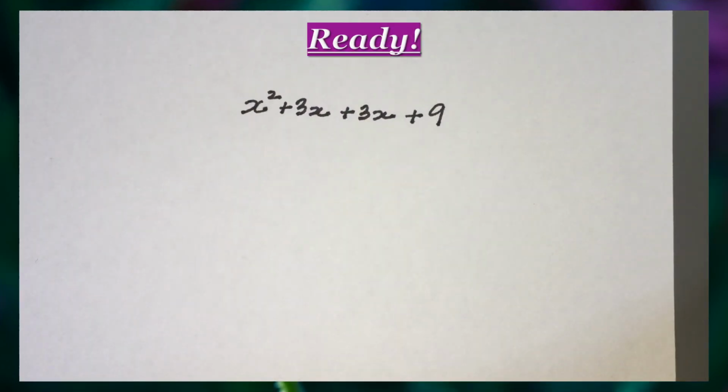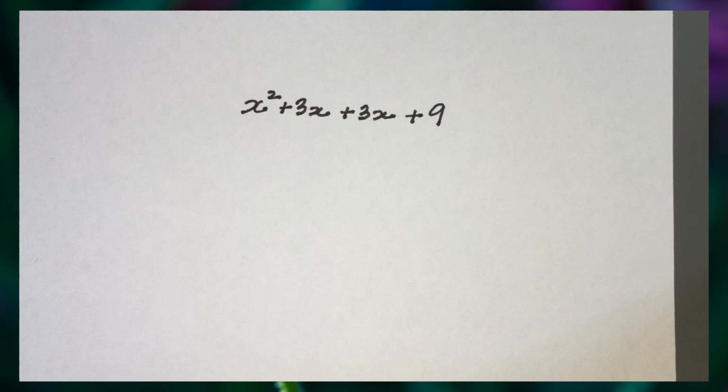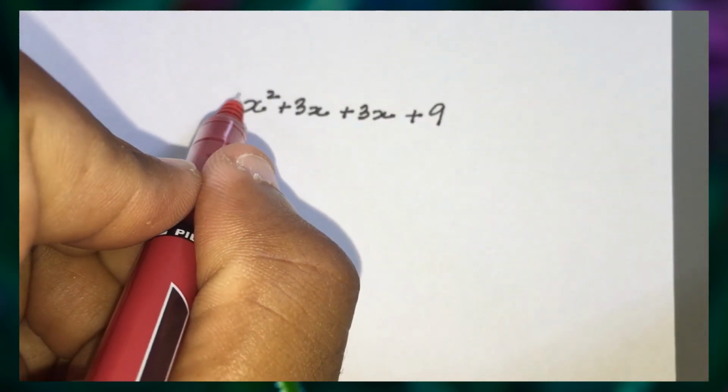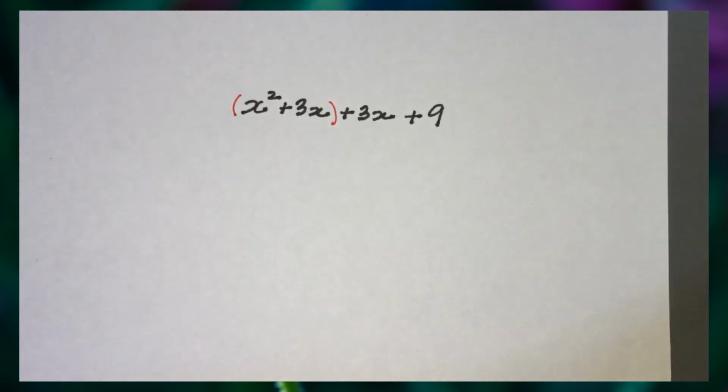Here we have this problem, x squared plus 3x plus 3x plus 9. And we're going to factorize these by using the HCF and, if possible, the grouping. So what I'm going to do is work with these two together first. And I'm going to identify the highest common factor, which is just x. That means x can go into x squared and x can also go into 3x.